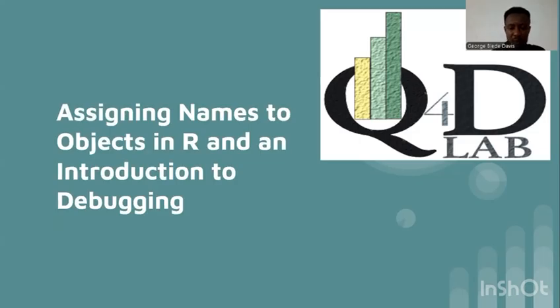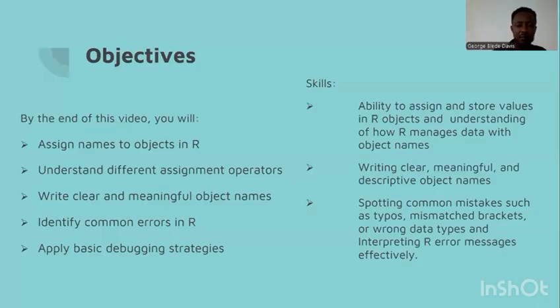In today's video, we'll focus on two fundamental skills in R programming: assigning names to objects in R and an introduction to debugging. By the end of this video, you will assign names to objects in R with confidence and understand the different assignment operators. You will write meaningful and consistent names by following best practice. You will identify common errors in R and apply basic strategies to fix those errors.